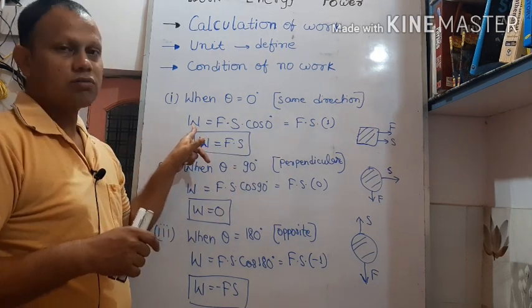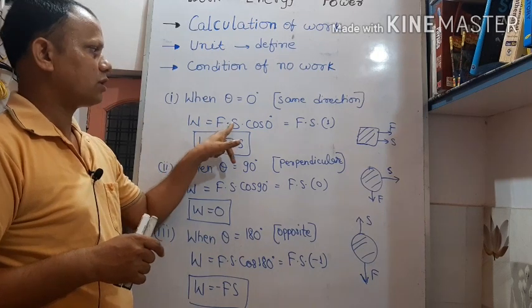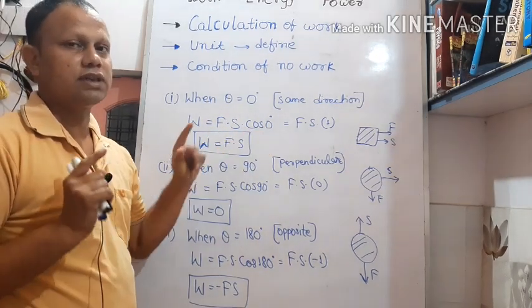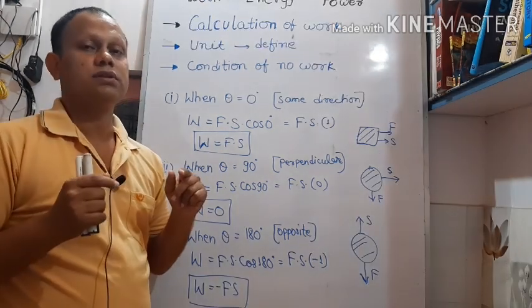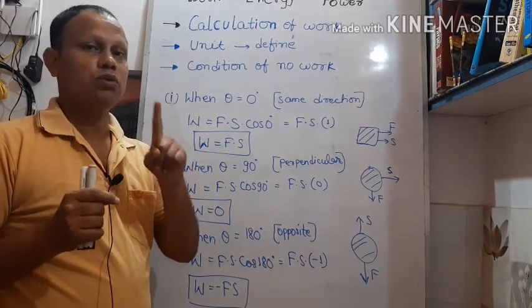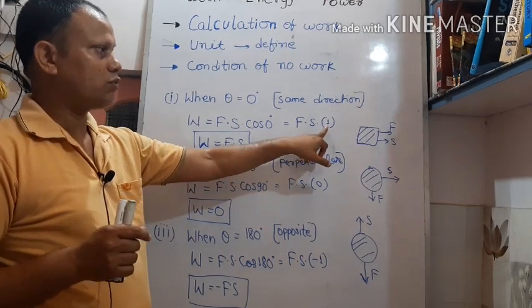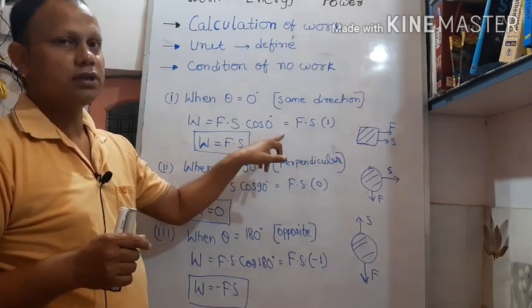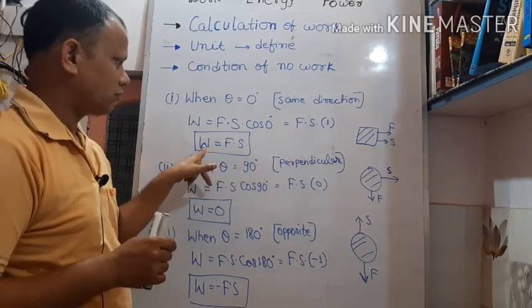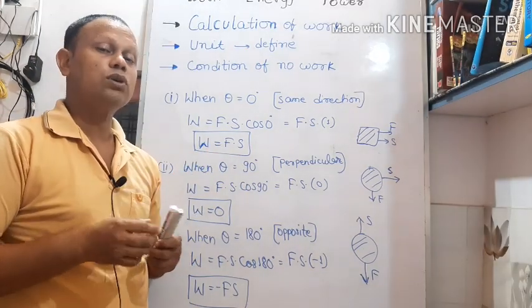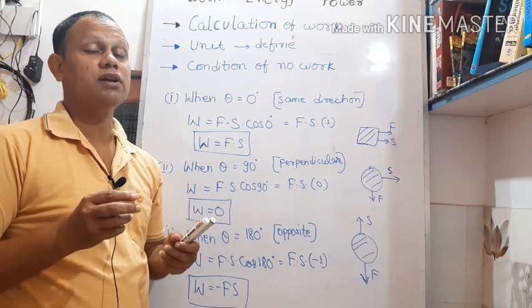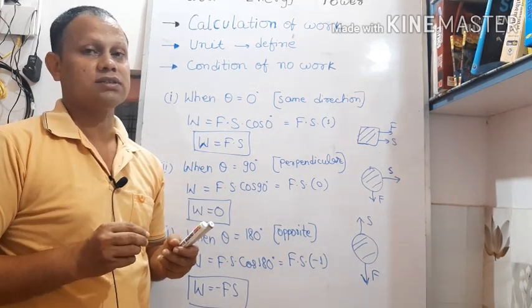So now, according to our formula, I will take F · S cos 0 degree because here the angle is 0 degree. And in the previous class I have already mentioned that cos 0 degree has value 1. So when I place value 1 in place of cos 0 degree, finally I get the formula: work done is equal to force into displacement. And this is the only formula which has been majorly given in your syllabus of class 9th.